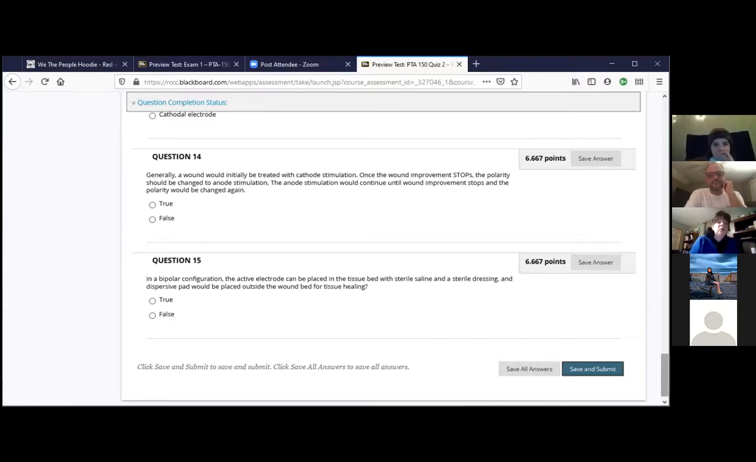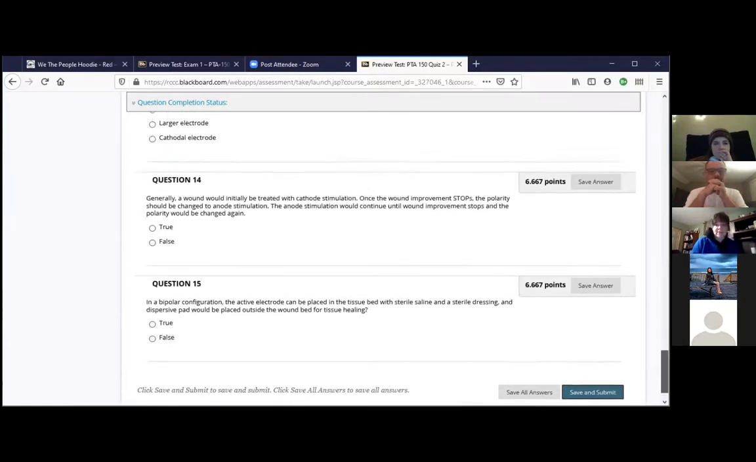We're going to go, if it ain't broke, don't fix it. If it's working, we're going to continue using the setup until it doesn't work. And then we're going to flip the polarity. And we're going to use that till it works or quits working. And then we'll flip the polarity again if we need to.